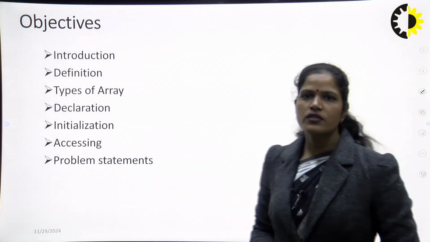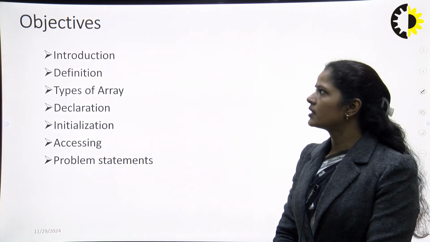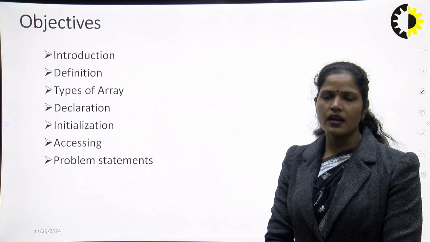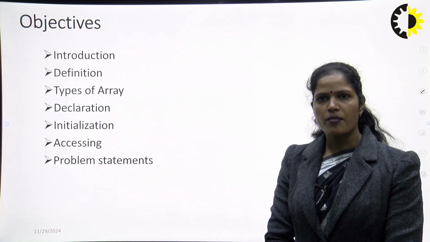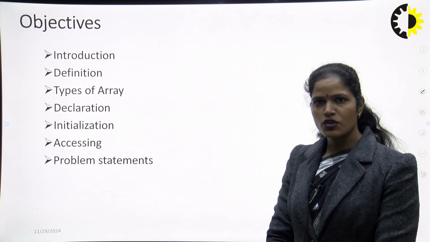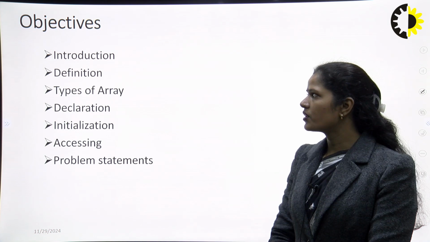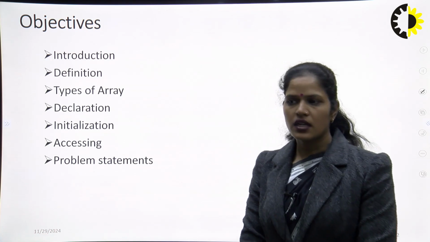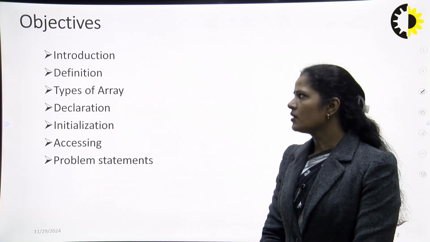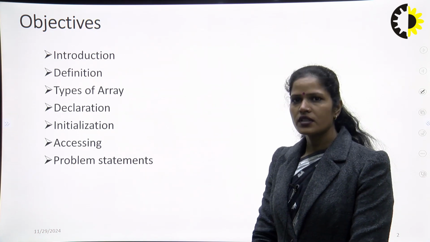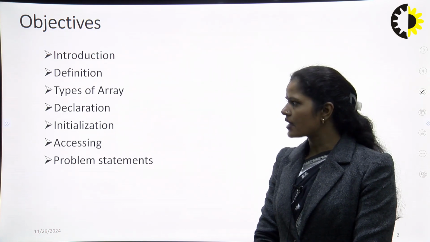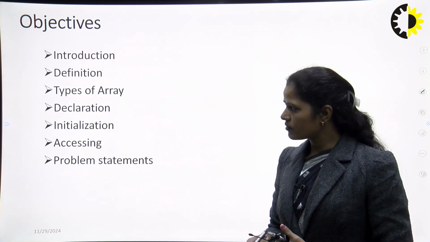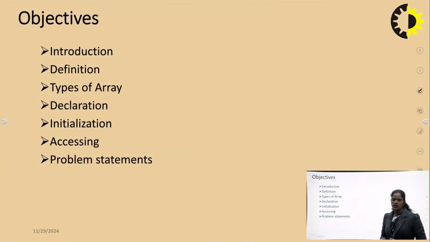The main outcome of this lecture is to cover the introduction part, and we will learn what an array is, how it is implemented in programming, and the exact definition of the array. After that we will talk about the types of array, because we have different kinds of arrays according to their uses. Then we will see how it is declared, how it is initialized, and how accessing works in the array. After that we will discuss some problem statements over the concept.